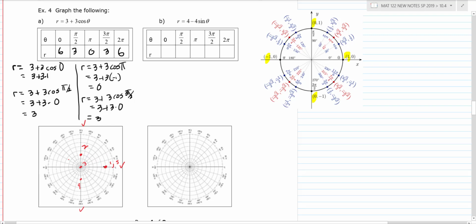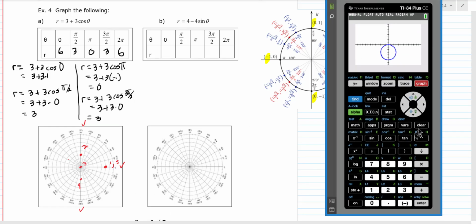So the graph, and let's go ahead and just put this in the calculator so we can get some extra points. I mean, you could do as many points as you want to, but it's best to just get the idea of how the basic points work and then fill it in with your calculator. So I'm going to put in the 3 plus 3 cosine theta and graph that. So that's what that looks like.